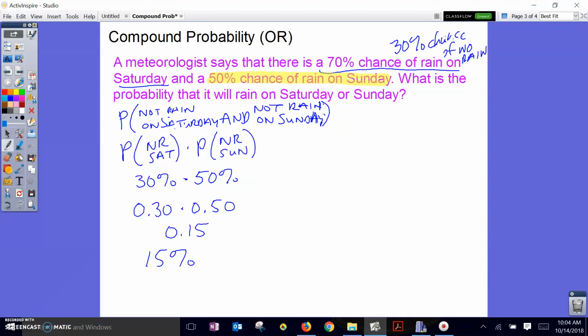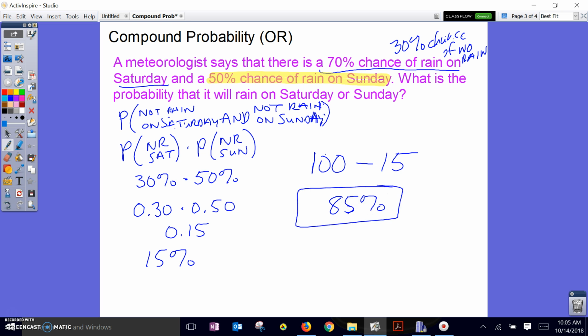And now, to find the probability that it will rain on Saturday or Sunday, I'm going to take the 100% minus the probability that it will not rain on either of those days. And this gives me that there's an 85% chance that it will rain on Saturday or Sunday.